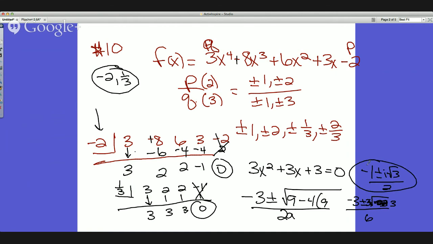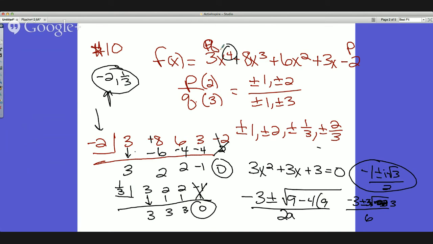I'll allow you to keep it as is for that. If you divvied it up and said -1 half plus or minus i root 3 over 2, I'm okay with that as well. But again, one would be the plus, one would be the minus, and then these two over there. We know the degree is 4, so we know our work is done, and we are good to go.